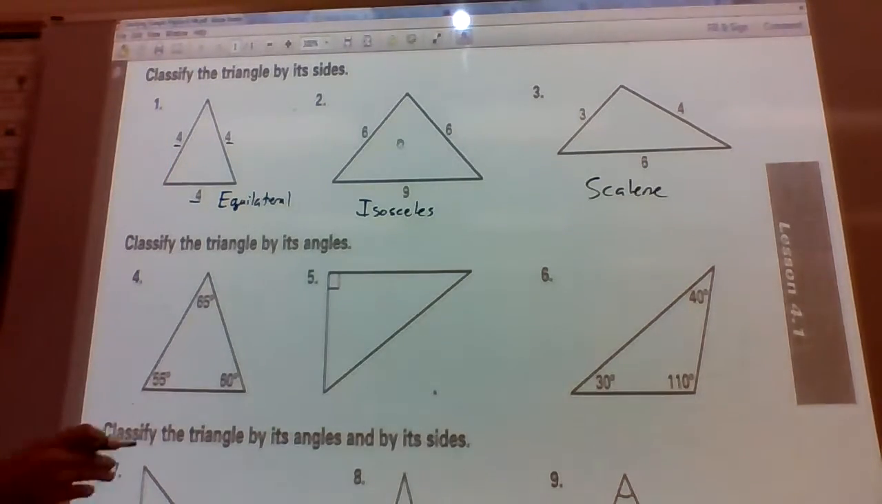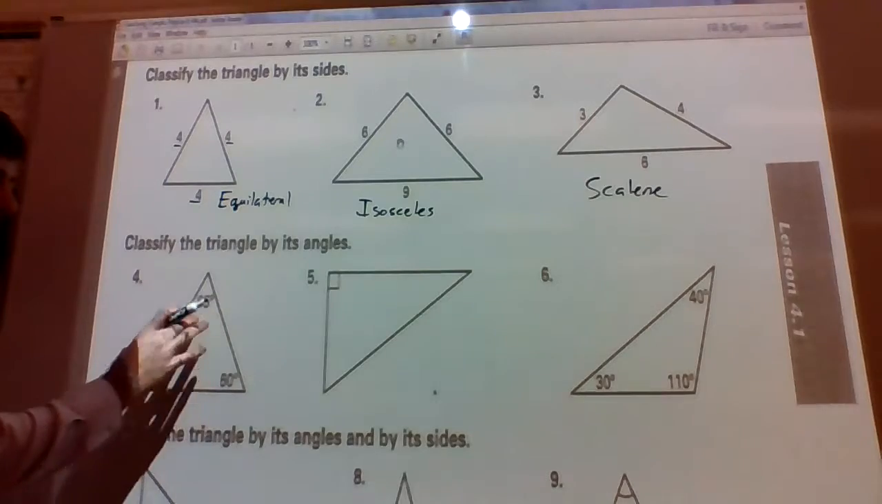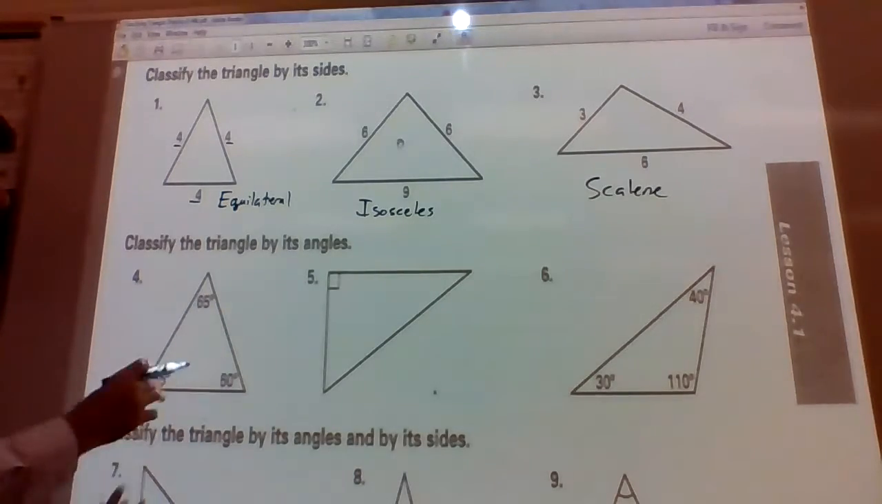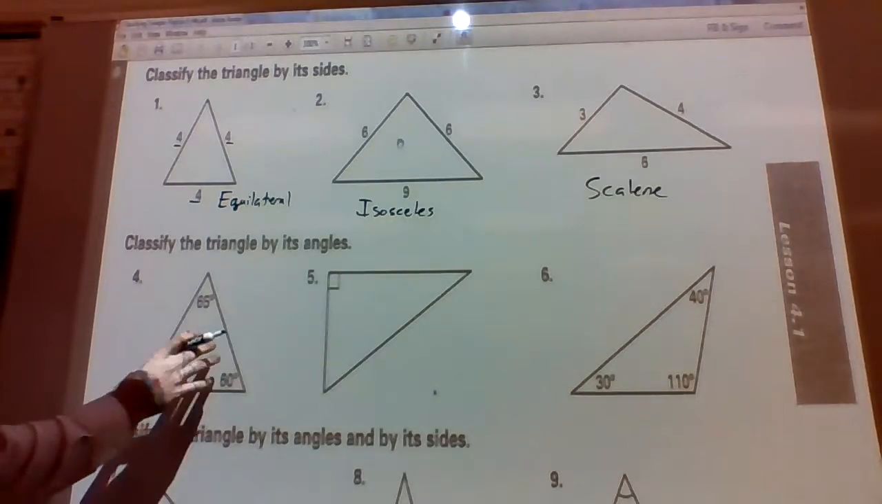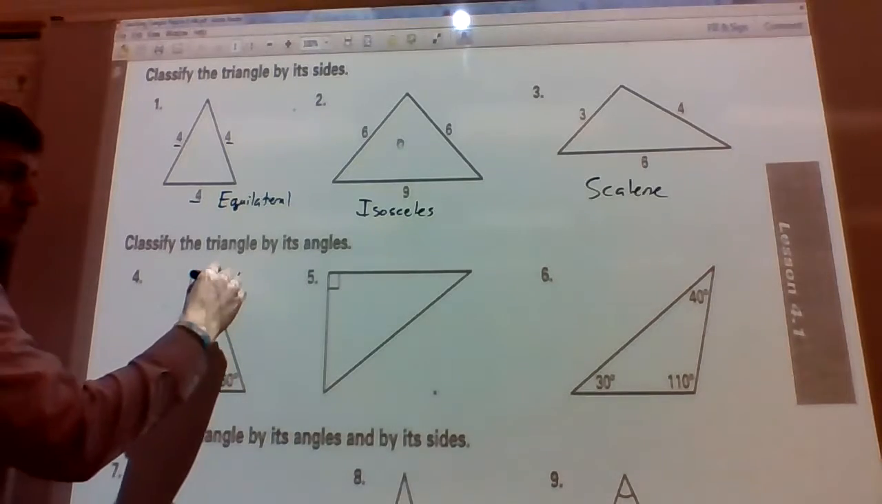Okay. Number 4, we have 65, 55, and 60, so all of them are different. Okay, but that's not really going to help us, right? So when classifying by angles, it's about what are the angles. So since they're all different, we know it's not equiangular, but since they're all less than 90, it's going to be acute.